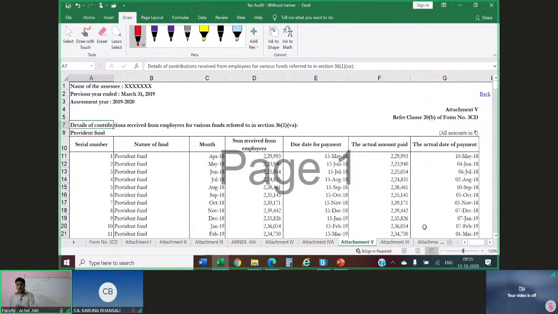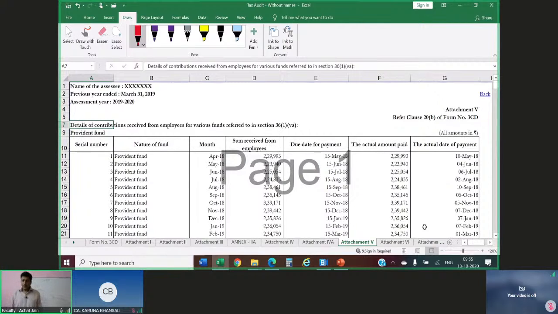For say August, the due date will be 15th of September. Then it will say what was the actual amount paid, whether the entire amount was paid or not. If there is any difference, that is required to be included in this clause. Management will include this. So it's not about the auditor, management will include this.